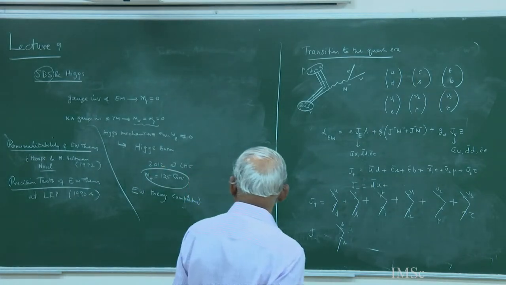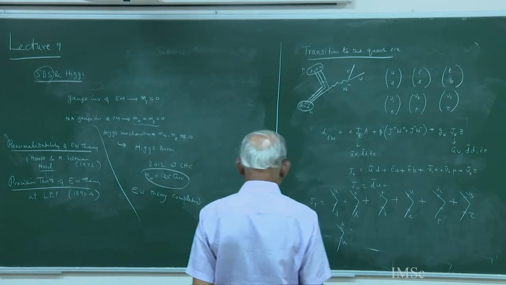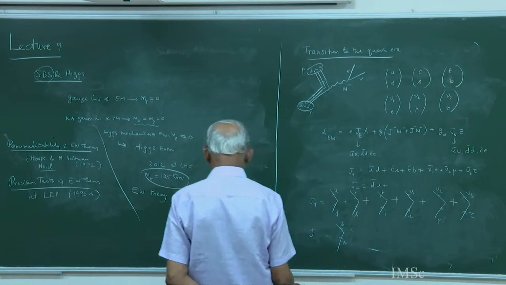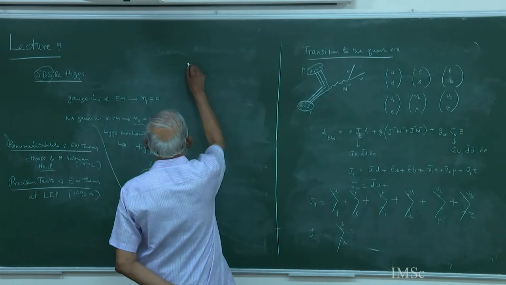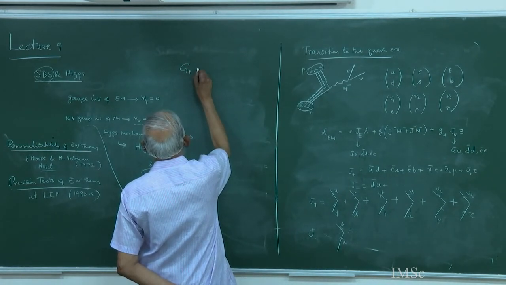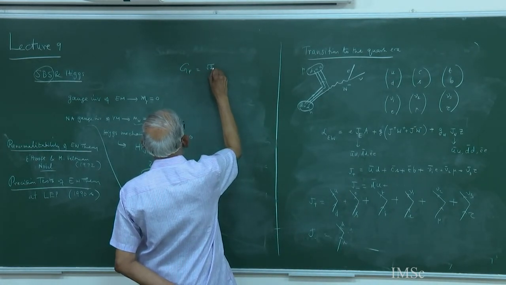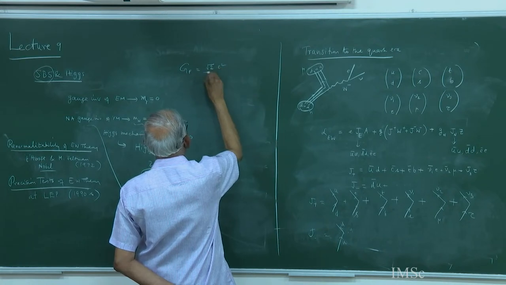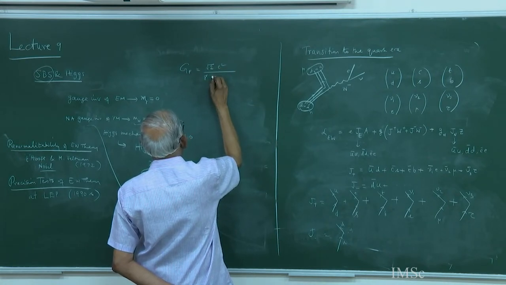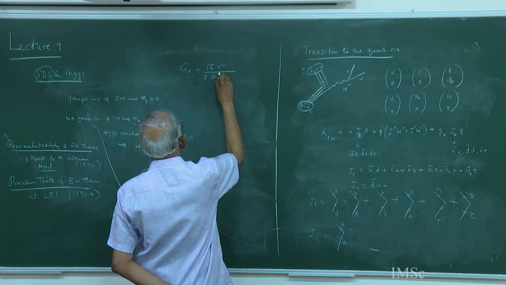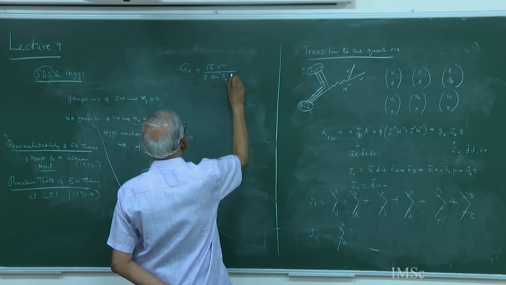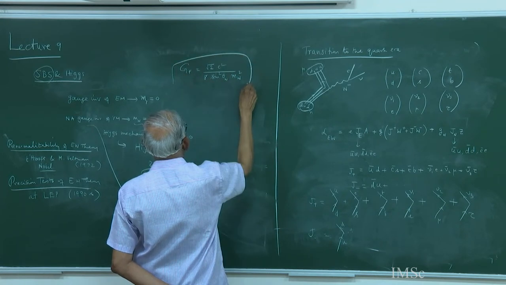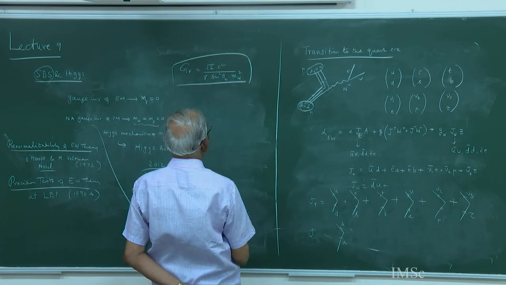I wanted to mention one thing which I forgot. You look at that equation, G Fermi is equal to root 2 g squared over, v squared by sine squared. I think there was 8 sine squared theta W. Please check whether this is correct. This is the important equation which helped them to determine MW and MZ.